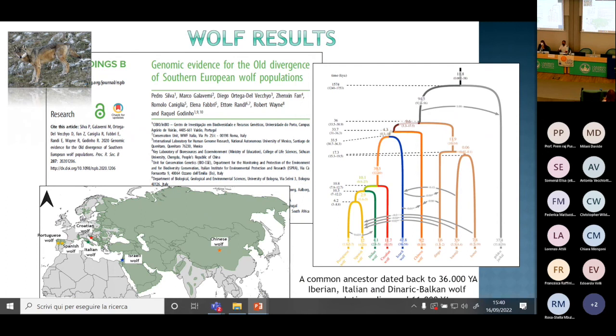The analysis of entire genomes from the Southern European wolf populations clearly showed that the present-day Eurasian wolf populations share a common ancestor dating back to about 36,000 years ago, and also clearly showed that the current isolated Iberian, Italian, and Dinaric wolf populations started to diverge about 11,000 years ago.